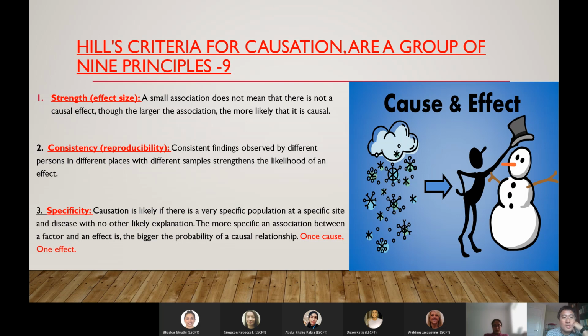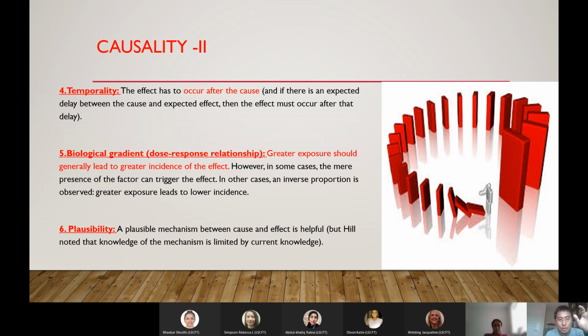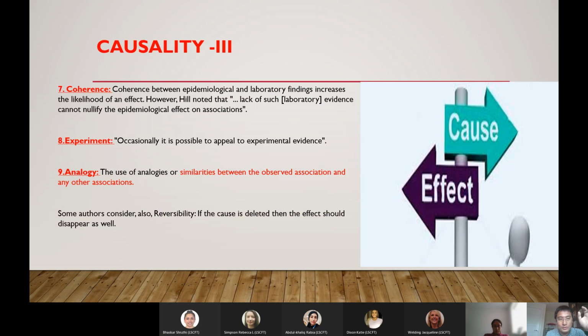Strength means a small association causes a small causation. For a study to be valid, it has to be repeated in different persons, in different places. Specificity is one cause, one effect. I'm not going to go into more detail. Just remember there are 9, and in the MCQs they will ask which of the 5 options is a Hill's criteria. There's no way but memorizing the 9. I'm going to skip this one.